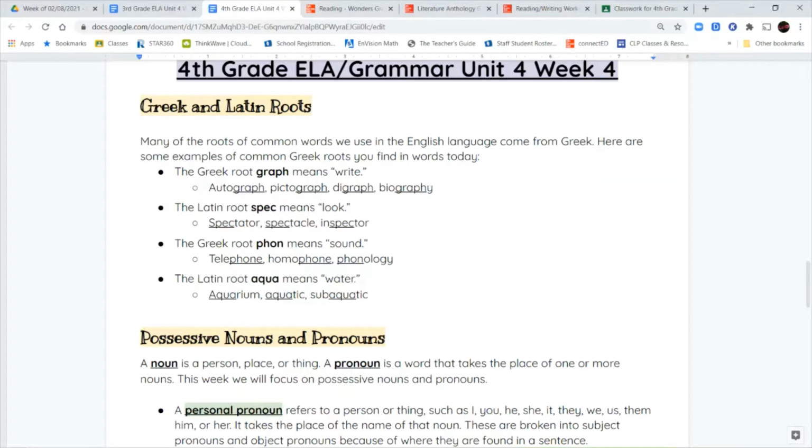So the English language and several other languages are made up of these root words, and a lot of those root words go back to the Greek and Latin languages.